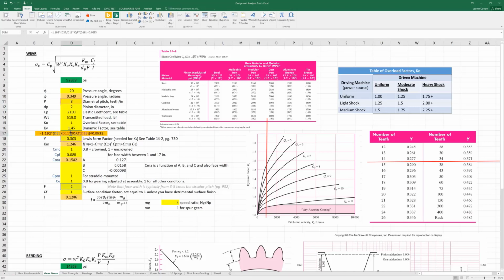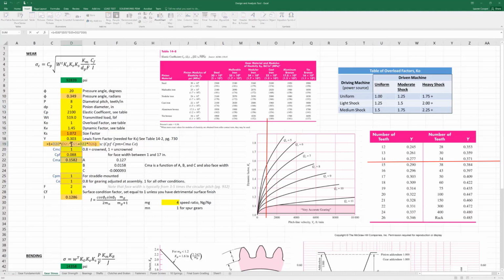Size factor, Ks, is a function of the Lewis form factor and face width. So the Lewis form factor is this table here. Remember, it is based on the number of teeth that you have. If the number of teeth isn't exactly what's shown in this column or this column, you have to do linear interpolation.